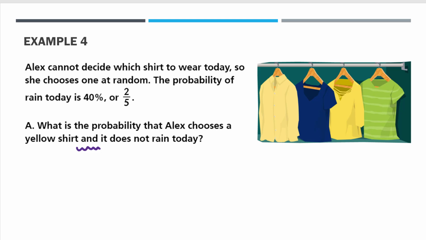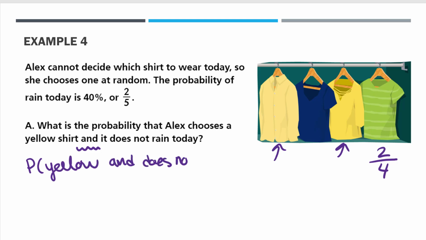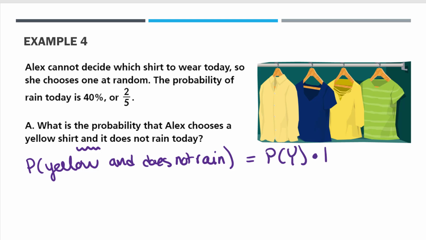So if we look at our closet here, we have 2 yellow shirts out of 4. So the probability of yellow and it does not rain. Well, these are independent events because whether I pick a yellow shirt or not has absolutely no impact on if it's going to rain today. So that means that we are going to do a multiplication. So the probability of yellow times the probability of not rain.